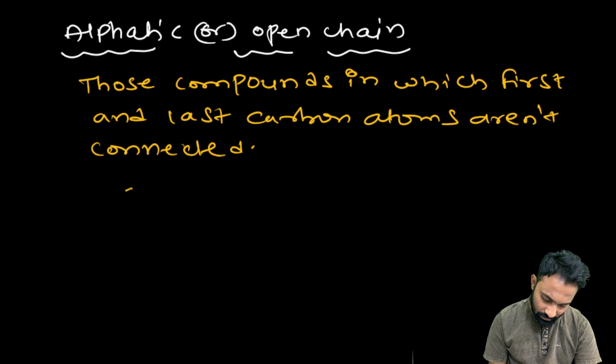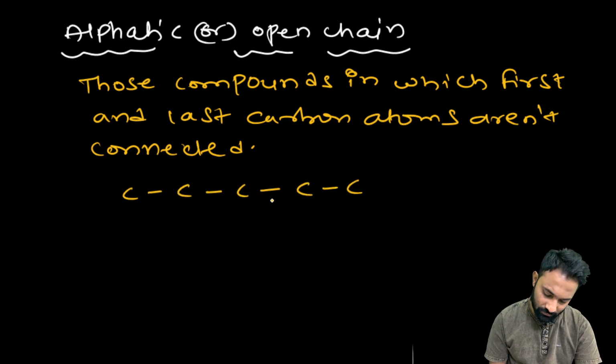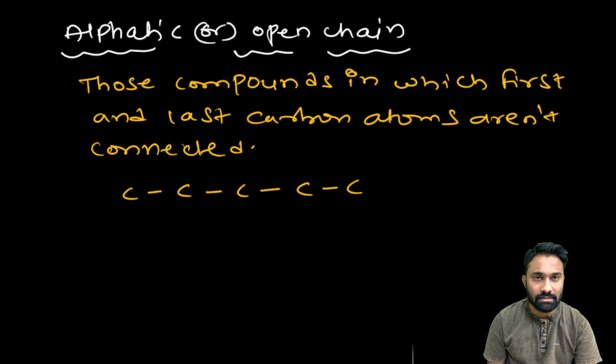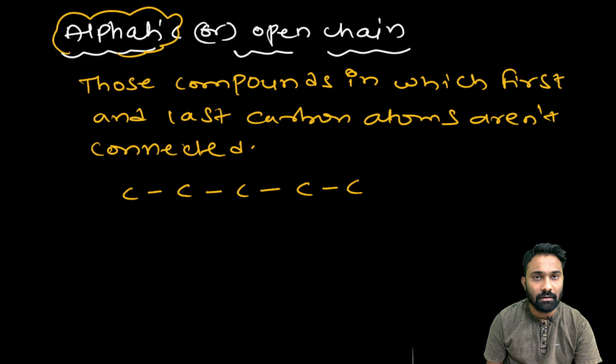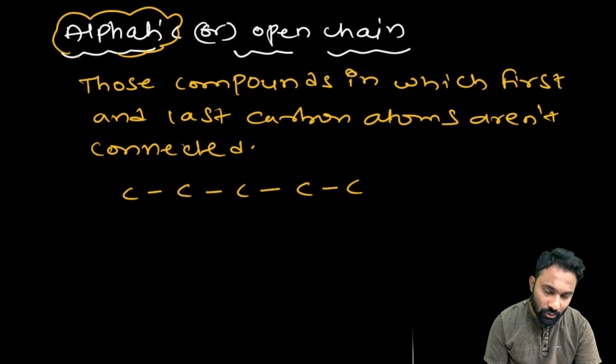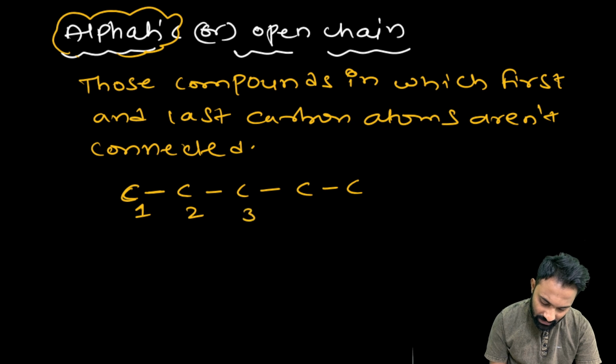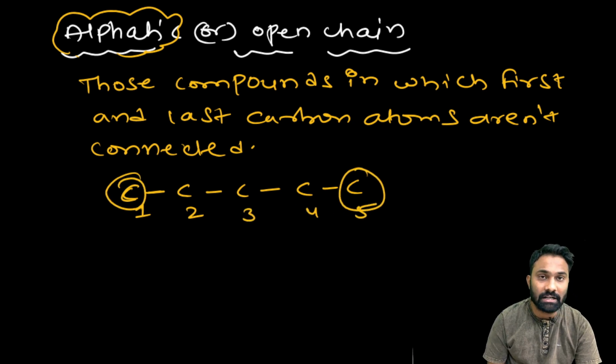Let's suppose I take 3 carbons or 5 carbons connected by single bonds, or double bond connected compounds, or branched compounds. Clear? This is aliphatic open chain. See here, first carbon, second carbon, third carbon, fourth carbon and fifth carbon. The first carbon and the last carbon are not connected with each other, right? That type of compound we call an open chain.